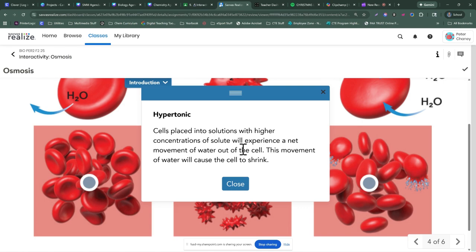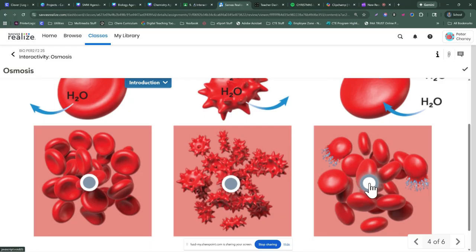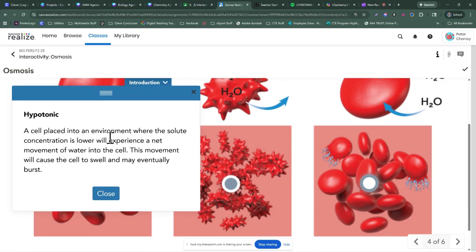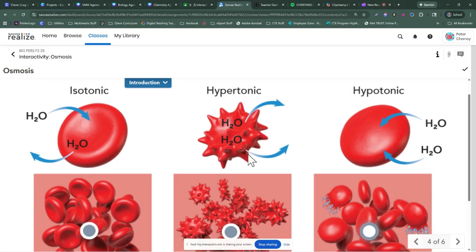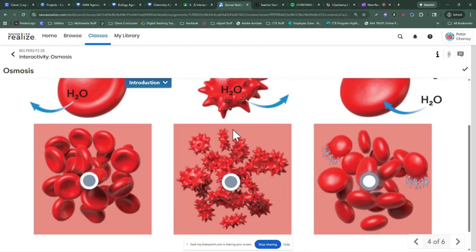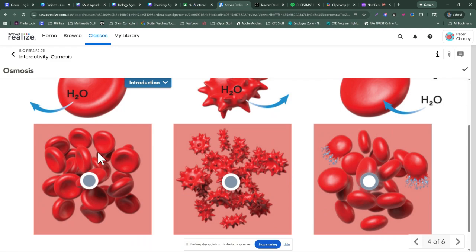And lastly, we have hypotonic. A cell placed into an environment where the solute concentration is lower will experience a net movement of water into the cell. So this movement will cause the cell to swell and may eventually burst. Okay, so hypotonic means water is coming into the cell. Hypertonic means that it's going out of the cell, so it would shrink, and then isotonic is more of an equilibrium thing.